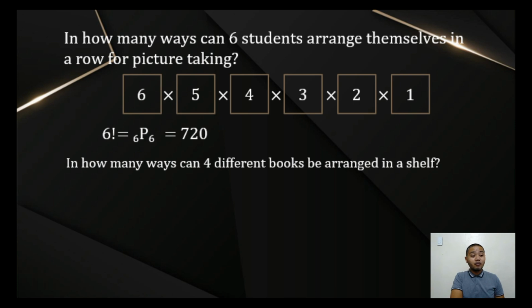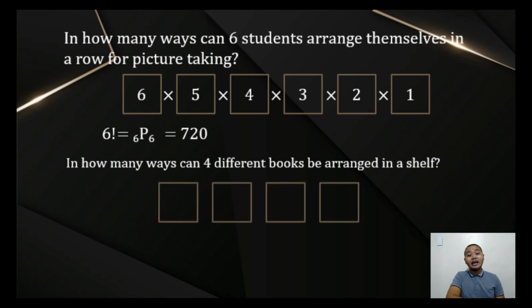In how many ways can 4 different books be arranged in a shelf? Again, parang kapares lang ng example number 1. Yun nga lang, nabawasan lang tayo ng boxes na ilalagay. Dito, 4 lang ang ilalagay kong box since 4 na books ang meron tayo. Syempre, dun sa unang position, 4 na libro pa ang pinagpipilian ko. Doon naman sa pangalawang position, 3 na lang, tapos 2, and then 1. I-multiply lang natin sila, and that is actually the same with 4 factorial, which is equal to the permutation of 4 taken 4, and the answer will be 24 ways.